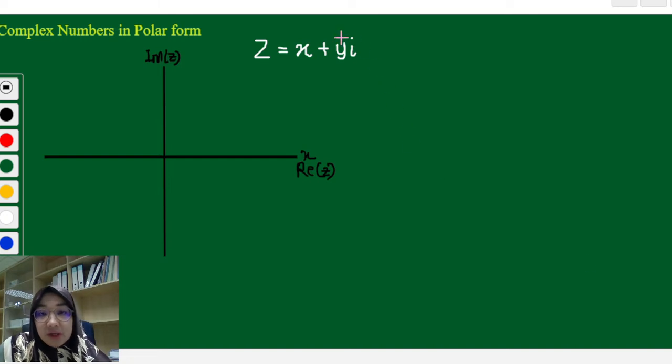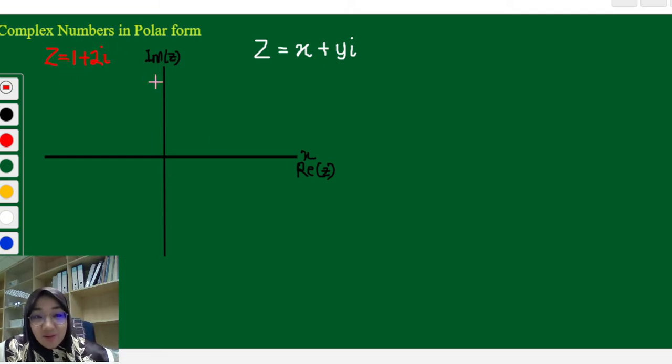Complex number adalah numbers in the form of combination of real part x and then yi, so yi ni imaginary part. So the complex number can be represented on an Argand diagram ataupun on the Cartesian coordinate, by x-axis represent the real part and y-axis represent the imaginary part. So katakanlah you have example of z equal to 1 plus 2i.